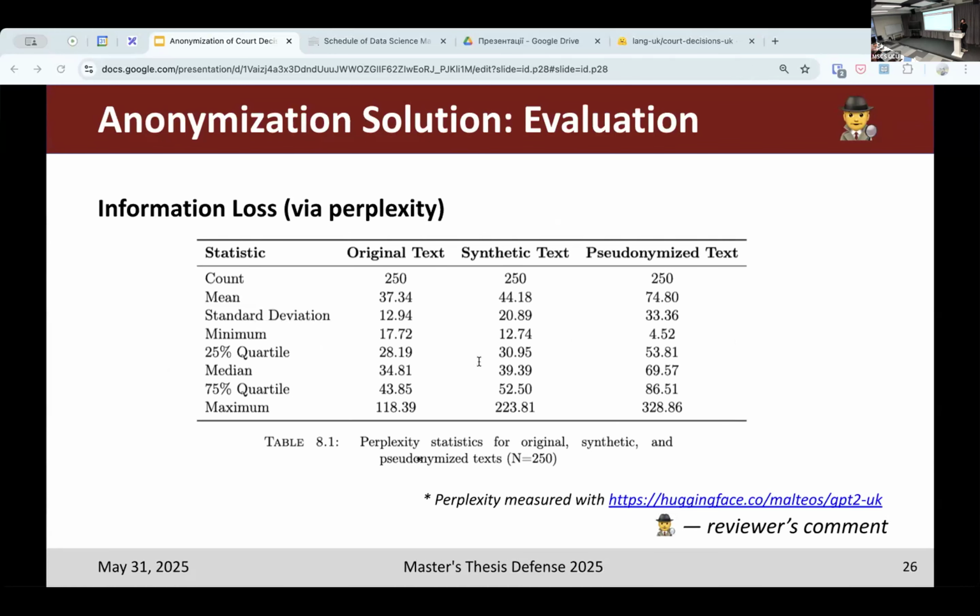And another slide is the measurement of information loss via perplexity. So you can see that comparing the perplexity of original text and synthetic text, it doesn't bump too much, but comparing the original text or synthetic text with pseudonymized text, we see that it increases like twice or something like that. So we can clearly see that we over-anonymized the solution due to the reasons mentioned before.